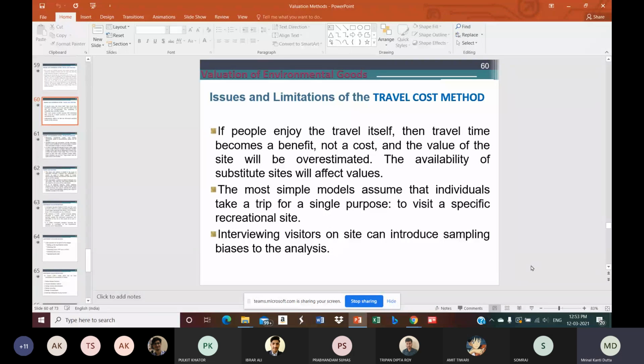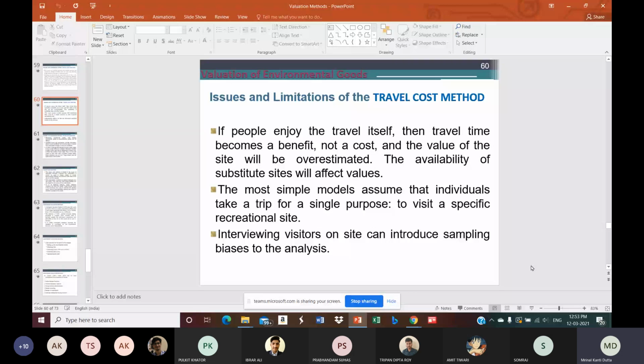Some people like to travel, so the time which will be spent will also give some values or maybe benefits to the people. So in that case, whether we should consider this travel time to be a cost or a benefit, depending upon that, the overall value or the benefit of the environmental site or location will be either underestimated or overestimated.